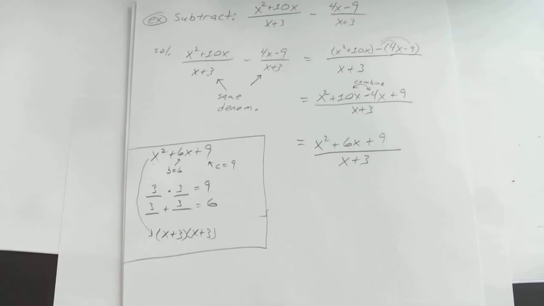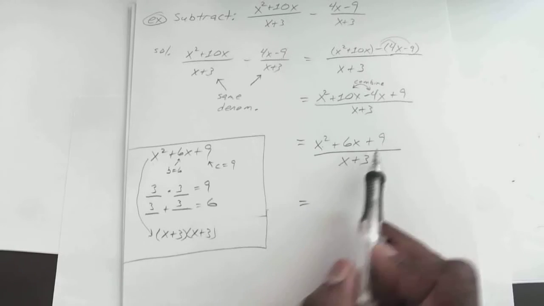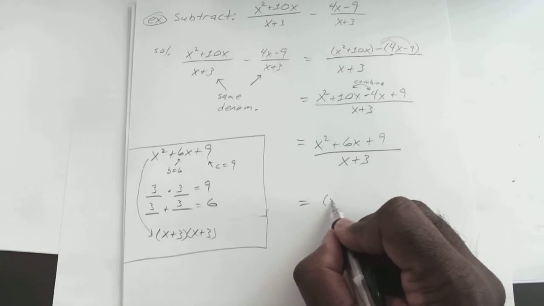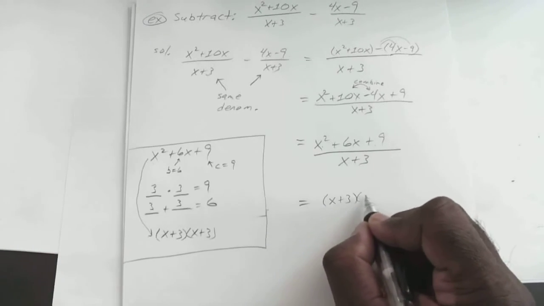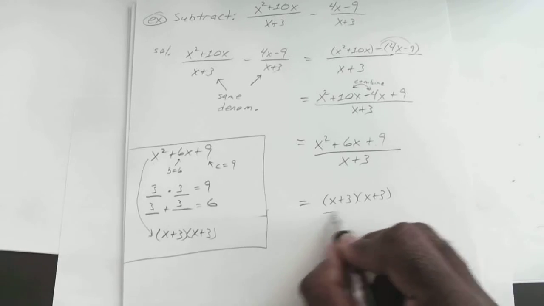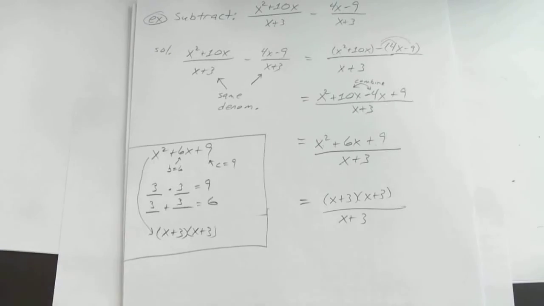Okay. Now you also could have used the perfect square trinomial, but that would have been extra work. Because you have x squared, and you have 3 squared. If you have 2ab, that becomes 6x, so you could have done that also. Okay, so that means your x squared plus 6x plus 9 can be factored to be (x plus 3) times (x plus 3) over (x plus 3).